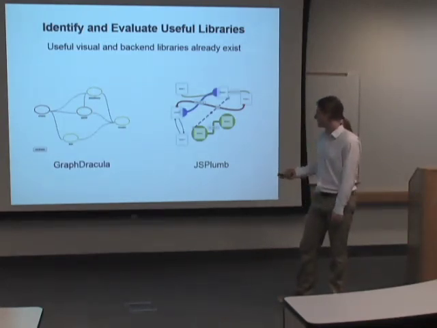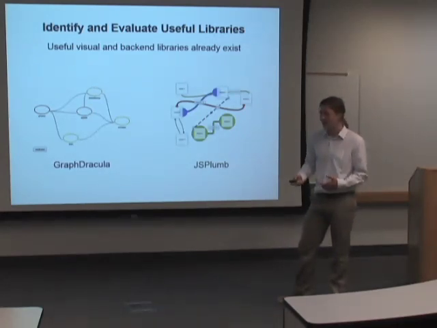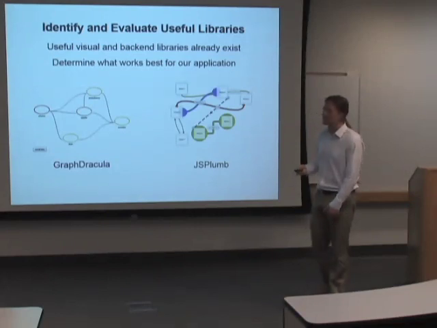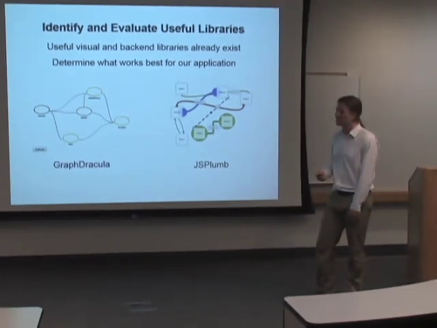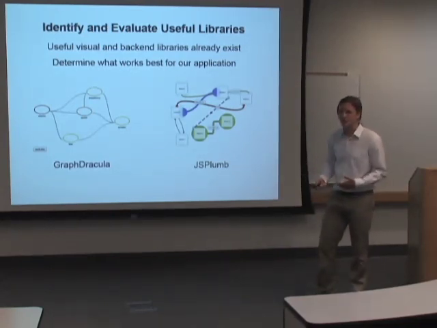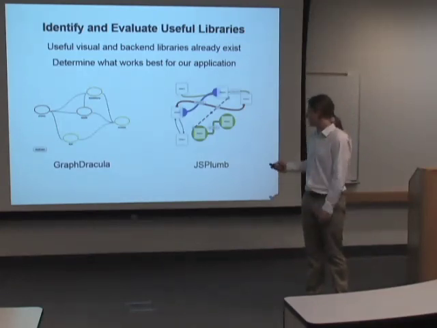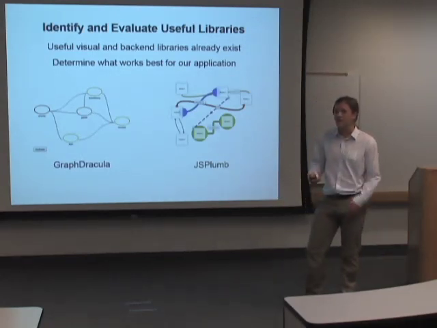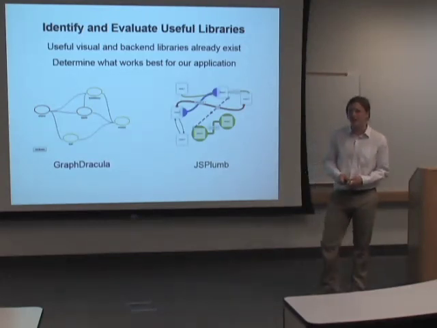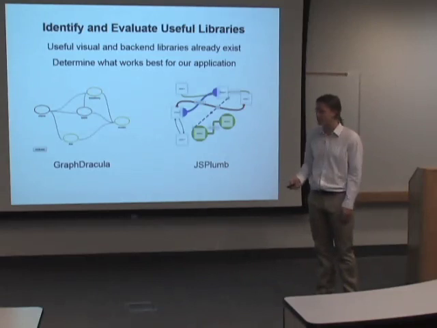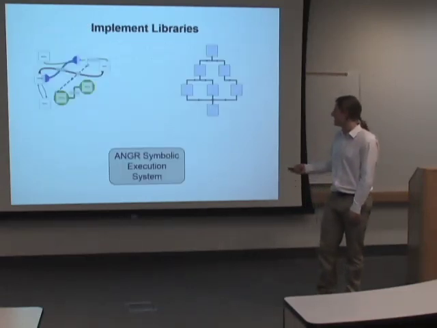These libraries already exist. So an important part is identifying what libraries already exist and determining what works best for our application. So for example, just to kind of go through this process, I came across probably about 50 different visual libraries. I narrowed it down to these two, and the way I was able to determine which one works best for our applications is simply, we've got Graph Dracula and we've got JS Plum. The problem with Graph Dracula is it doesn't work on all modern browsers. So that would be a big problem for usability if someone was to say log in on Safari instead of Google Chrome and it all of a sudden doesn't work. So that was an easy way to eliminate it.